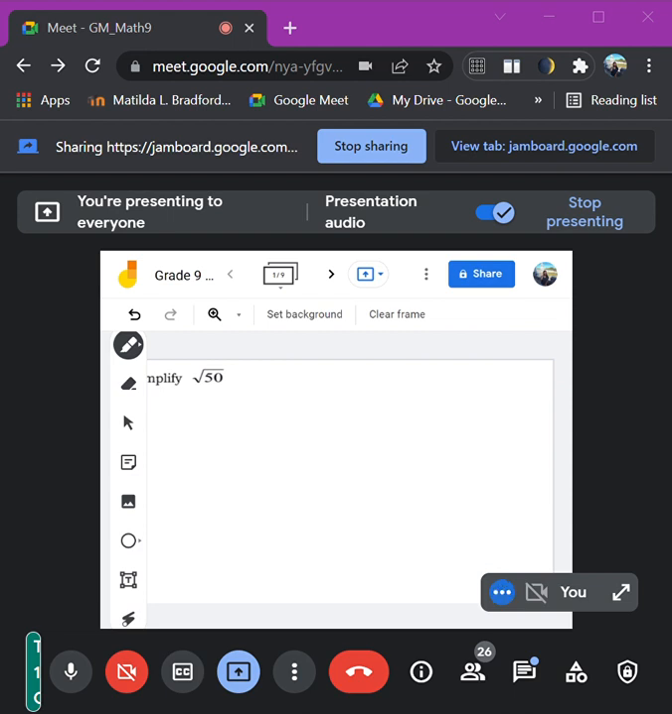$50. What if we multiply 5 times 5? 25. Not 50. 7 times 7, 49. So 50 is not a perfect square number. Okay? So a perfect square number is a number that you multiply by itself, and the result is a perfect square number. 5 times 5, 25. 25 is a perfect square number. 10 times 10, 100. 100 is a perfect square number.